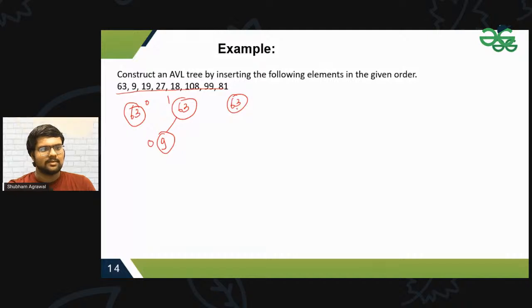So 19 will be inserted here. Okay, so when 19 is inserted here, now we will compute the balance factor again. So it will be 0, -1, and 2. Hence we can see that it is LR rotation. Okay, so we have to rotate it twice.